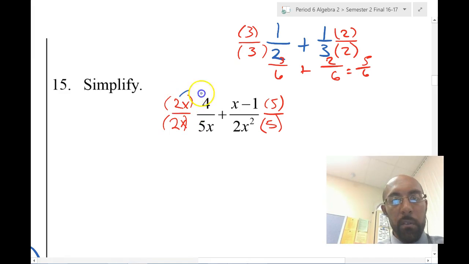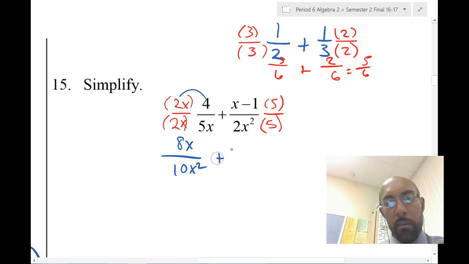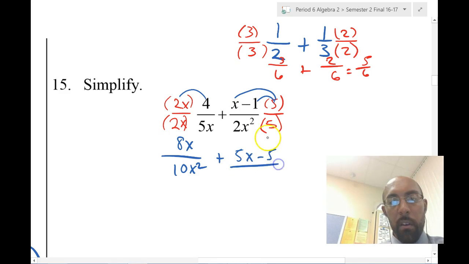So on the left, 2x times 4 is 8x, over 2x times 5x, which is 10x squared, plus, okay, now we're going to distribute this 5, so 5x minus 5, and then we get the same 10x squared on the bottom. Now that the new denominators are the same, we can add up the numerators. So we're going to combine them together here, and then we'll combine like terms.